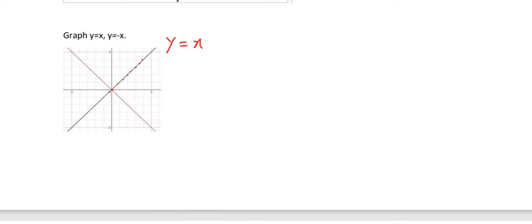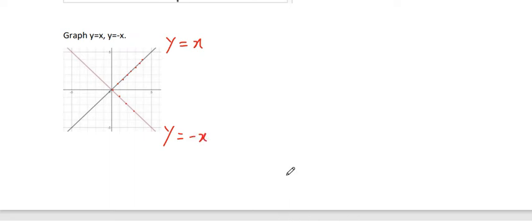The other line is the opposite: x equals 1, y equals negative 1. X equals 2, y equals negative 2. X equals 3, y equals negative 3. So for this line, y is negative x.